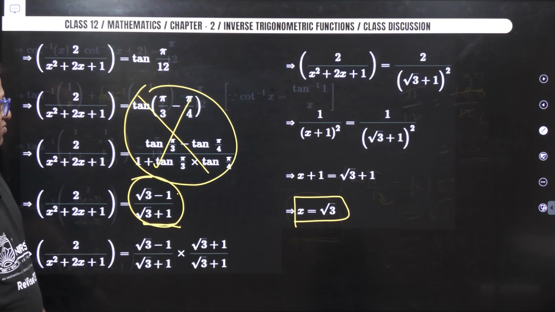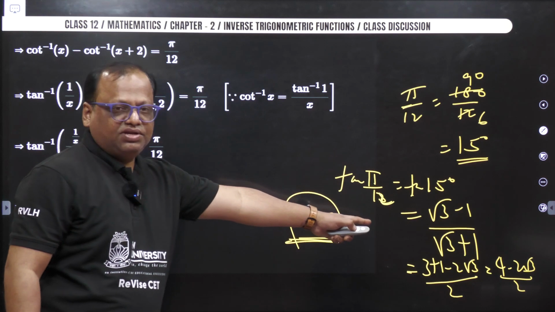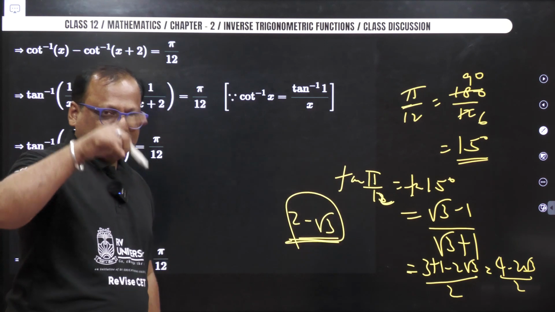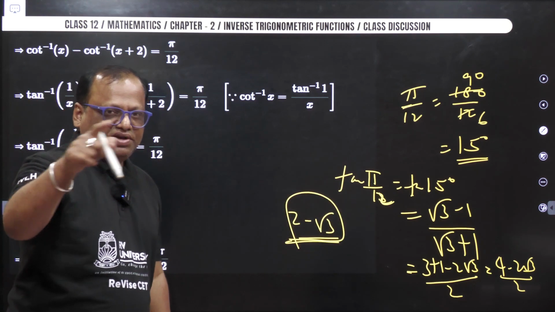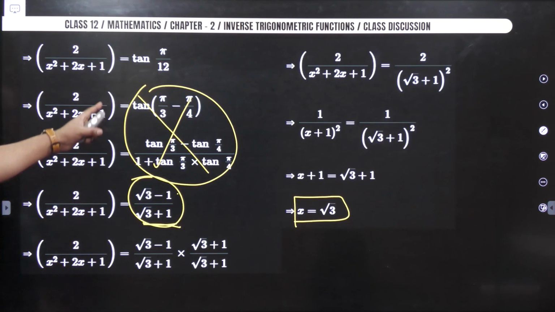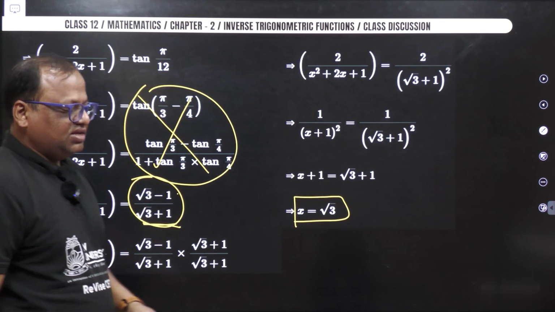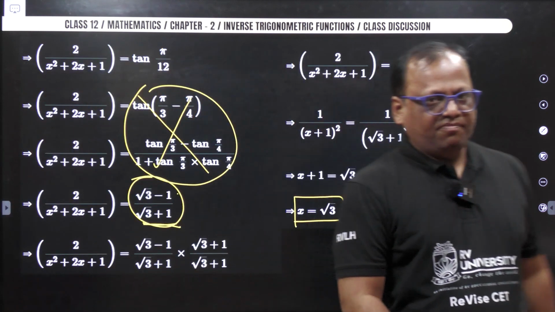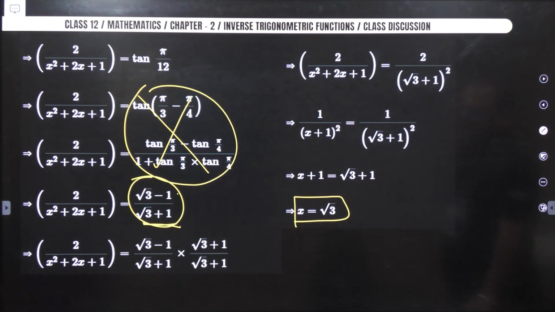Because I have already told you about this. Tan 15 is root 3 minus 1 by root 3 plus 1. Tan 75 is root 3 plus 1 divided by root 3 minus 1. Simplify, you will get the answer as root 3. Just have a look.